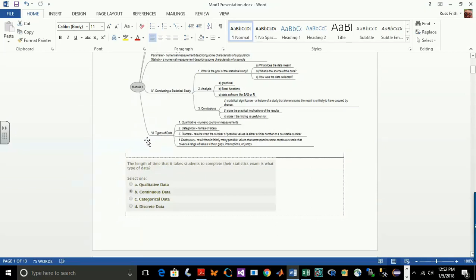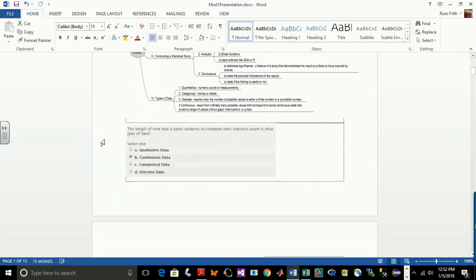Continuous data result from infinitely many possible values that correspond to some continuous scale that covers a range of values without gaps, interruptions, or jumps. You can think of the real number line as continuous data. For example, the length of time it takes students to complete their statistics exam is what type of data? Okay, it's continuous data because students can complete their exam at any time from the beginning, the time at which they start their exam.